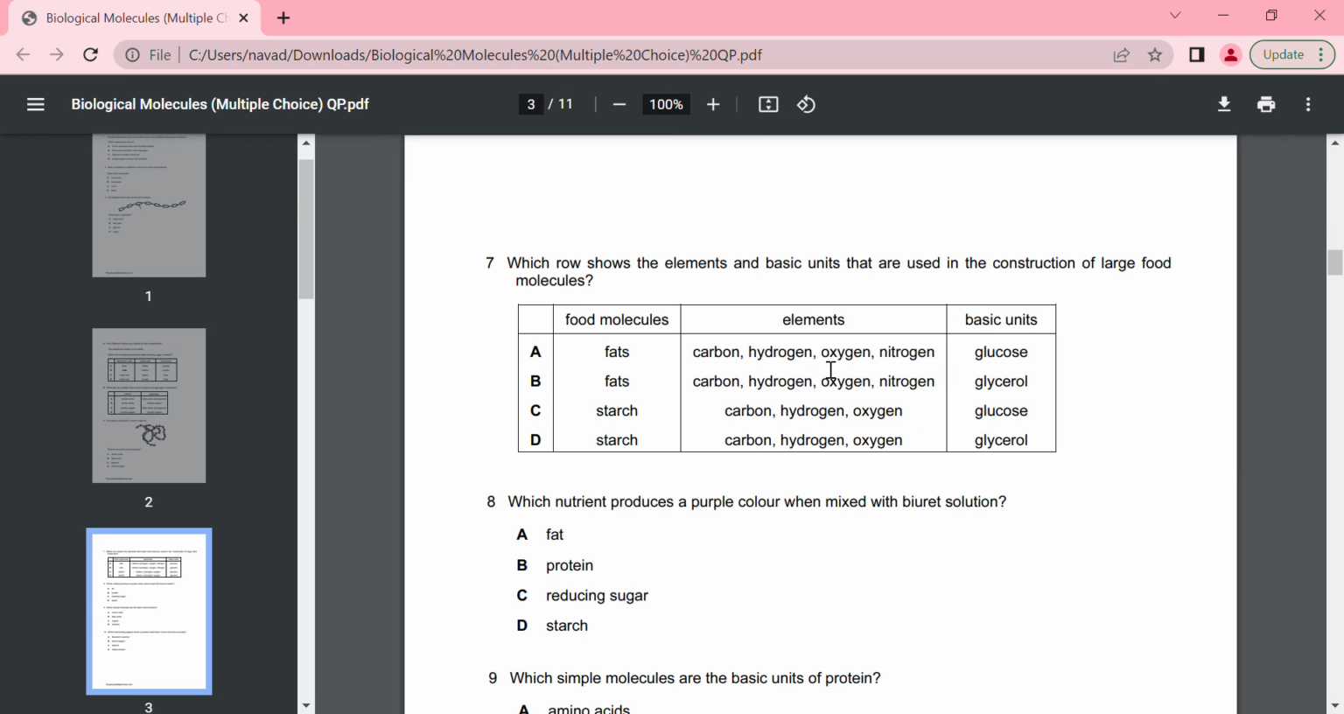Which row shows the elements and basic units that are used in the construction of large food molecules? Alright, so let's look at this. We must remember that the basic unit of fats is not glucose. Fats is not glycerol, so it can't be A or B. C. Starch and glucose. Yes, this is correct. And it does contain carbon, hydrogen and oxygen. So your correct option will be C.